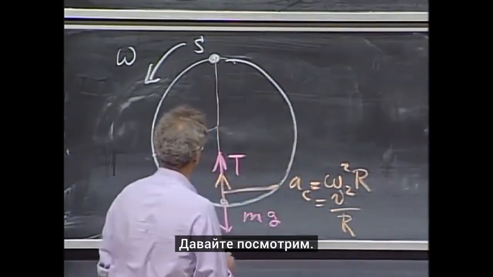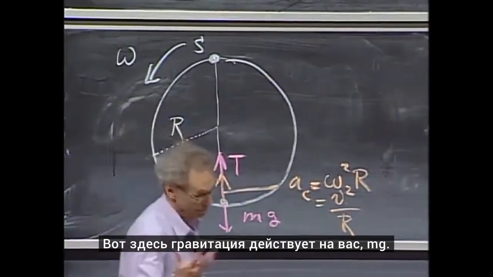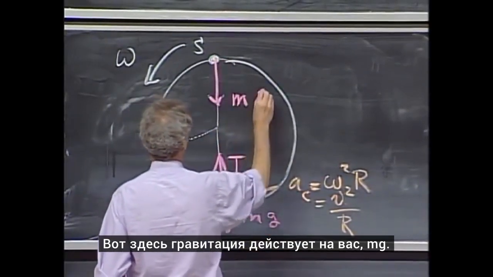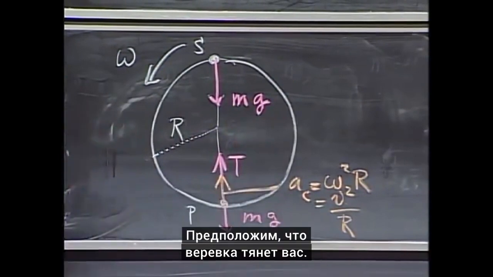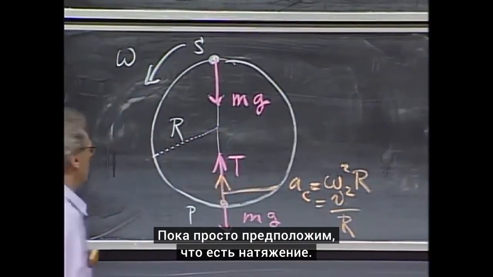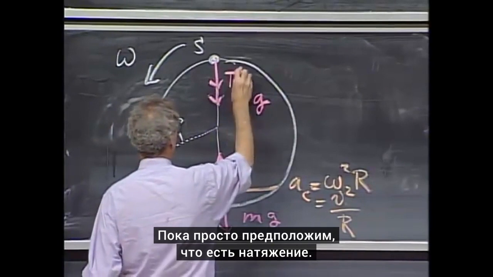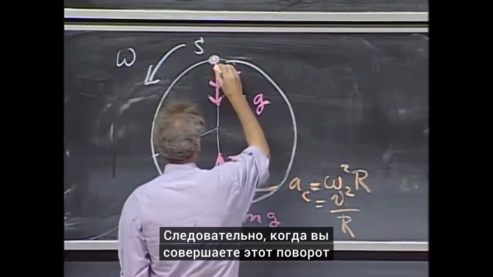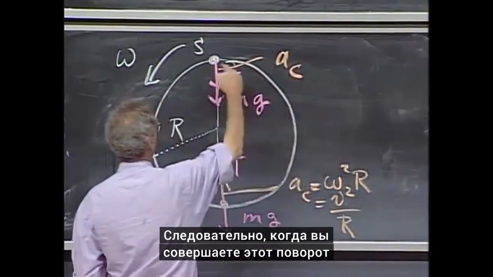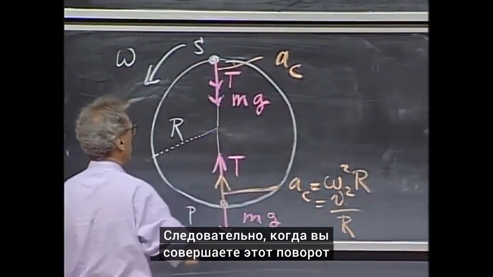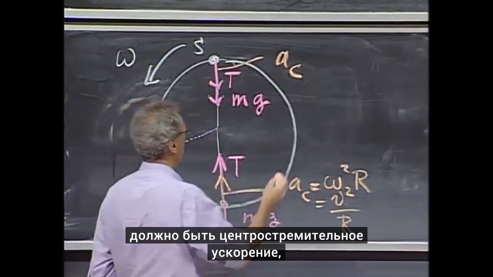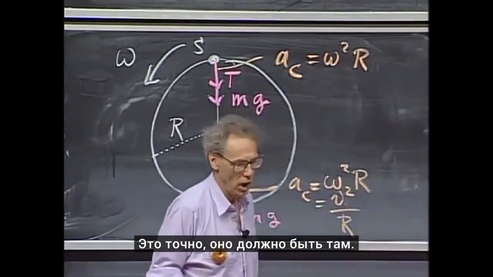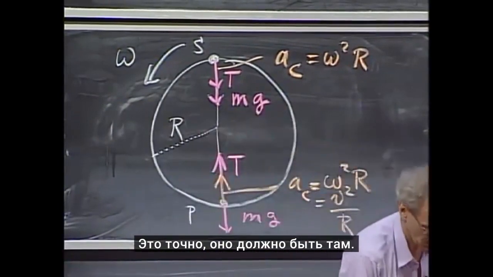Let's look here. Right there, gravity is acting upon you, mg. Let's assume the string is pulling on you. Let's assume that for now. So there is a tension. String is pulling on you. Therefore, non-negotiable, when you make this curvature here, there must be a centripetal acceleration, and that centripetal acceleration must be omega squared r. That is non-negotiable. It has to be there.